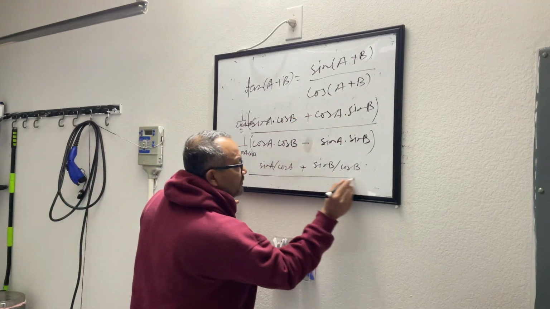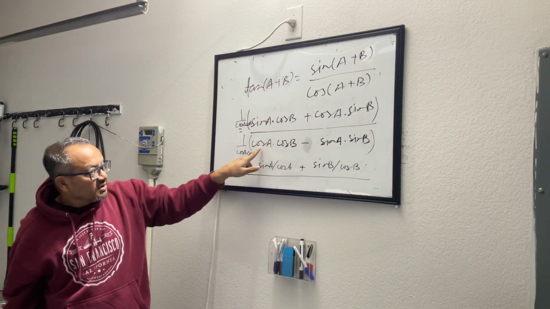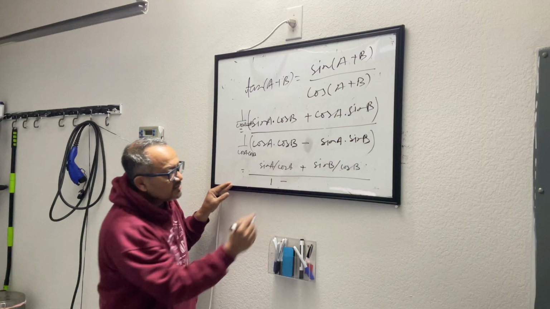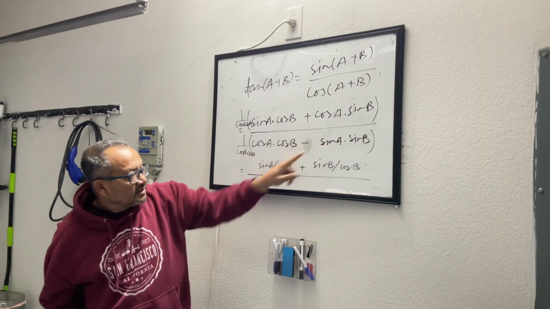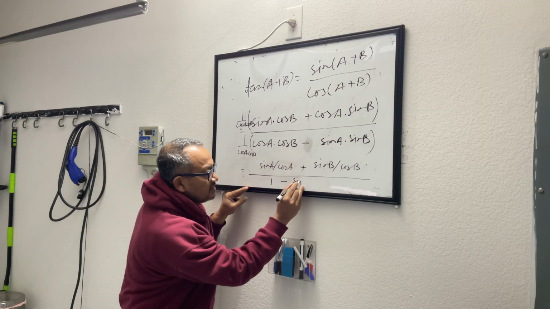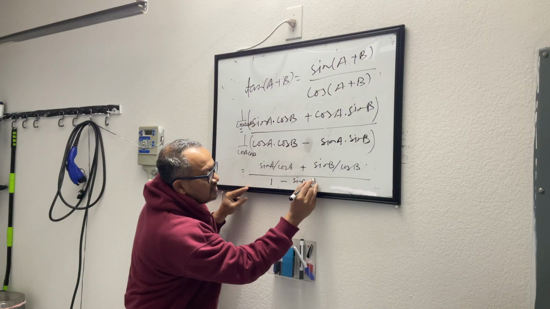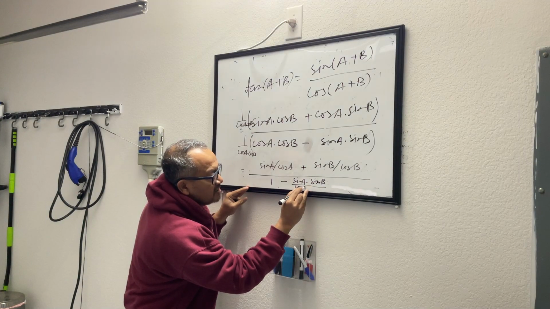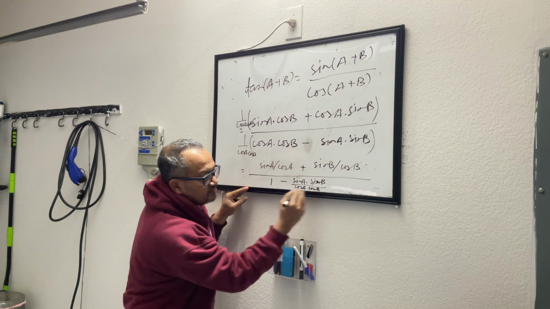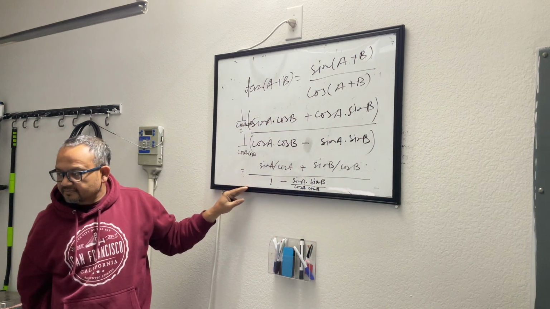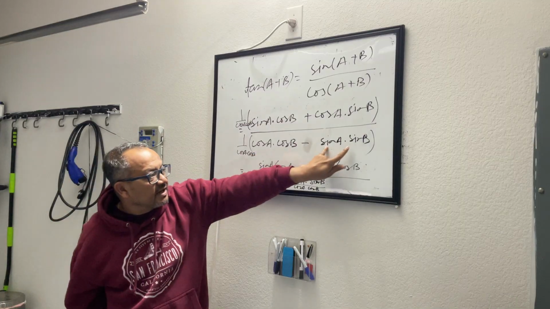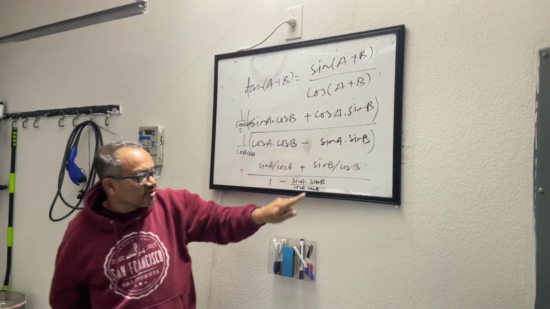Similarly, in the denominator, if you see cos A cos B, both get cancelled out. This becomes 1 minus sin A sin B divided by cos A cos B. Nothing gets cancelled out. Okay. First term cos A cos B both got cancelled out. Here, sin A sin B divided by cos A cos B. That's what I've written down.